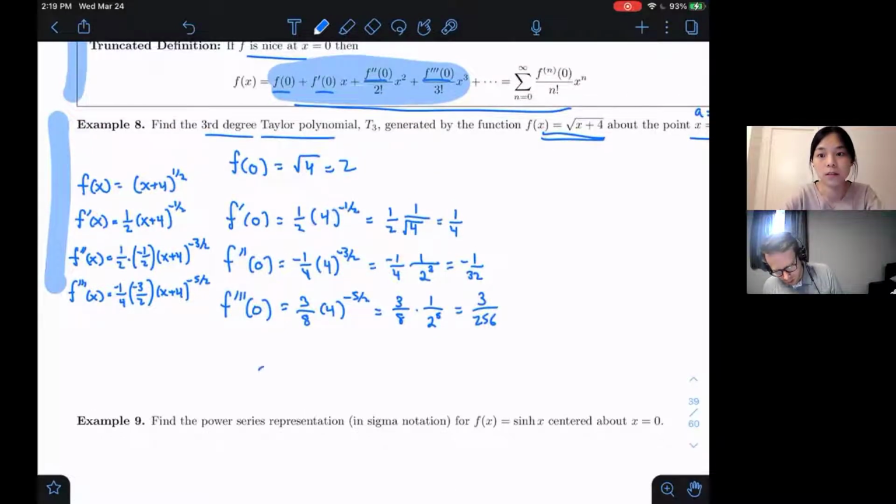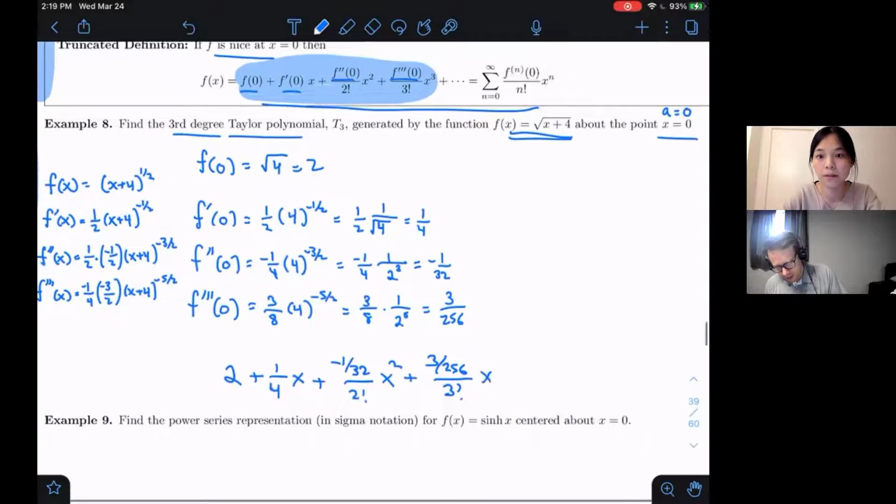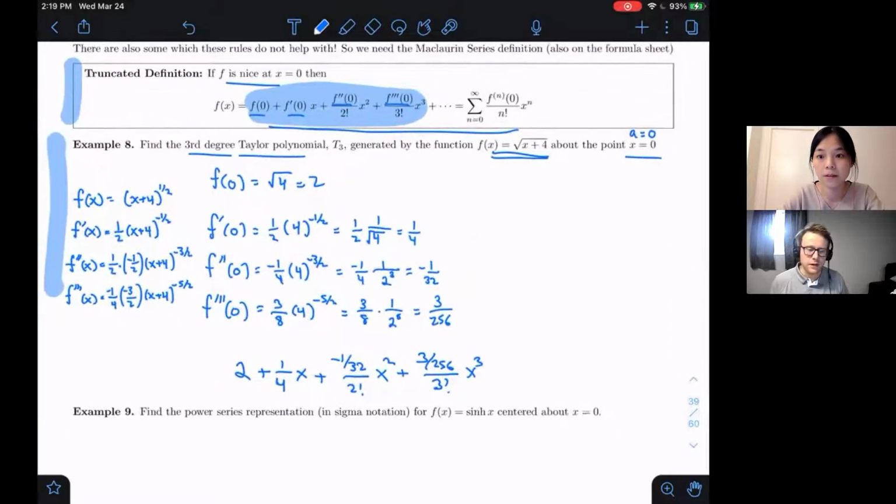So we're going to have 2 plus 1/4 x plus the second derivative here is going to be -1/32. And we need to divide that by 2 factorial times x squared. And then finally, we have our 3/256 divided by 3 factorial times x cubed. And this is going to be our 3rd degree Taylor polynomial right here.